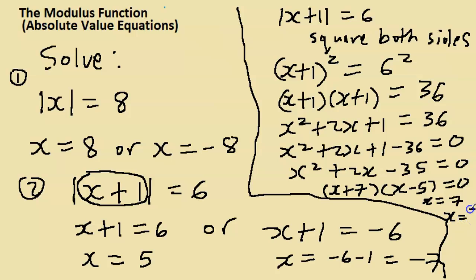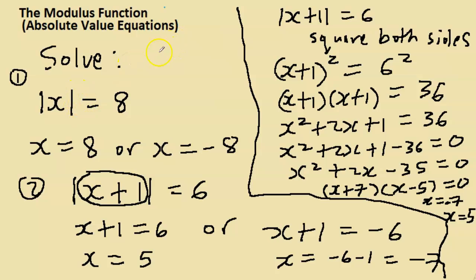So notice you get the same two solutions. x plus 7 equals 0, it's negative 7, if you solve that, bring over 7. And x minus 5 equals 0 gives 5. So notice the same solutions: negative 7 and positive 5.